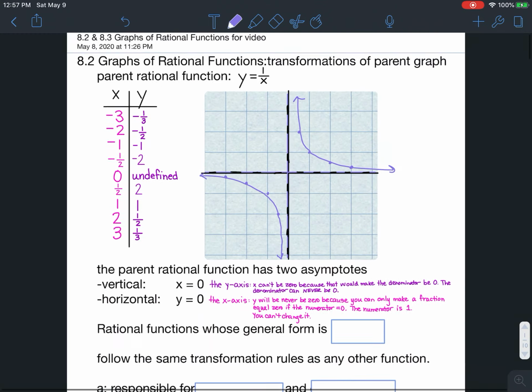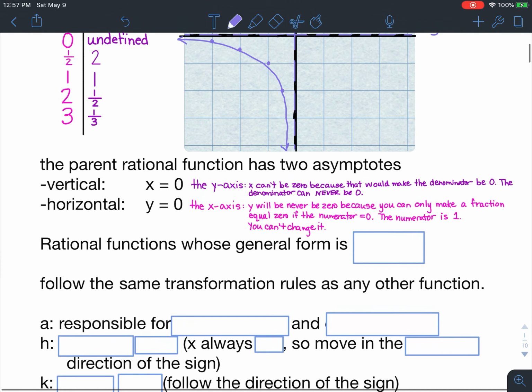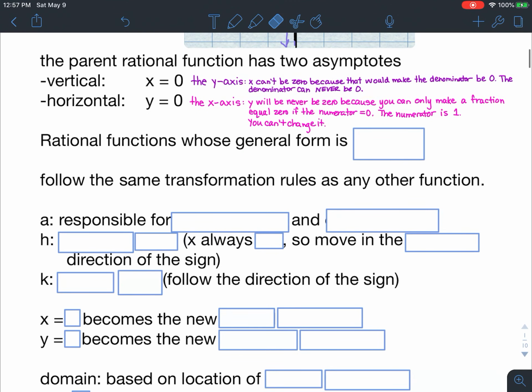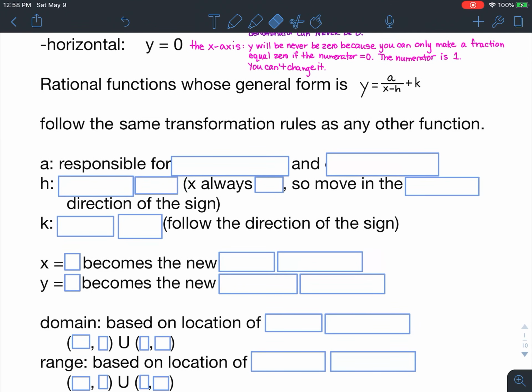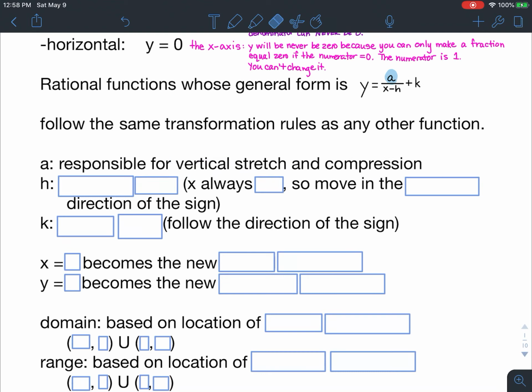There we go. Okay. Rational functions whose general form is y equals a over x minus h plus k. Those are the kind we're going to focus on first. Those are set up like any kind of graph you would use transformation rules on, and they work just the same as any other function. So right now this is really stuff you already know. A is responsible for vertical stretch and compression. If A is greater than 1, it's a stretch. If it's less than 1, it's a compression.